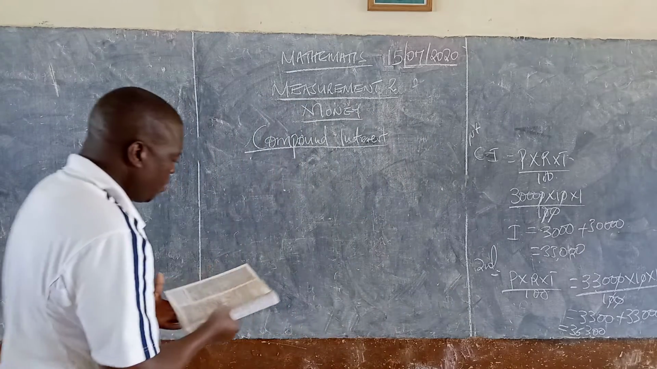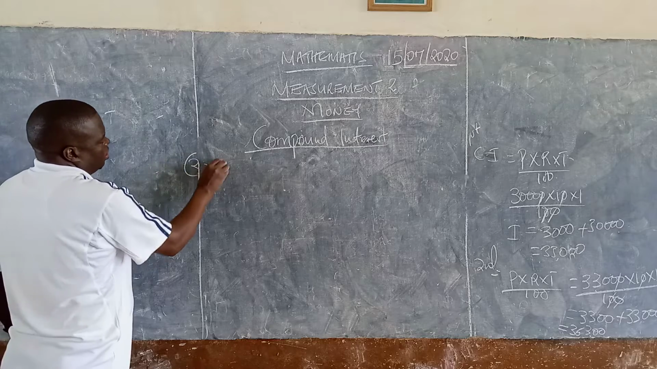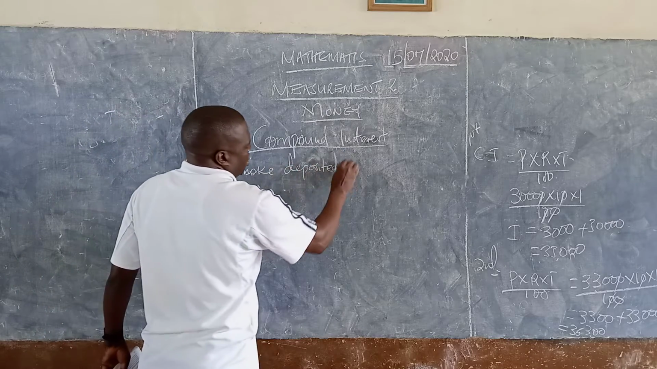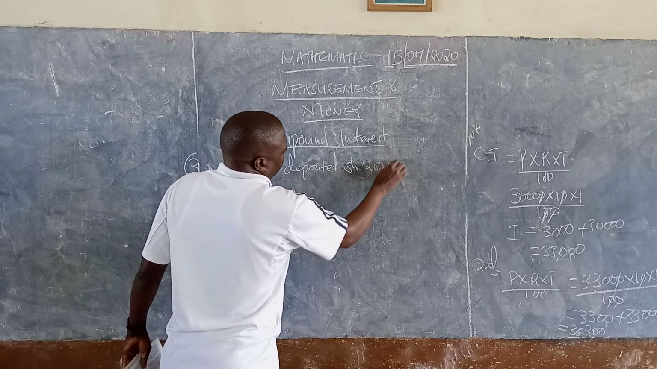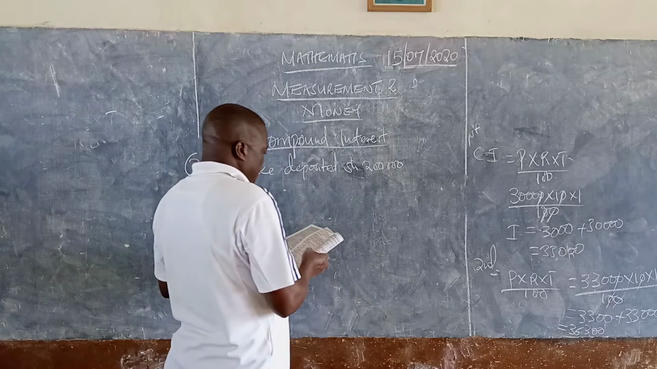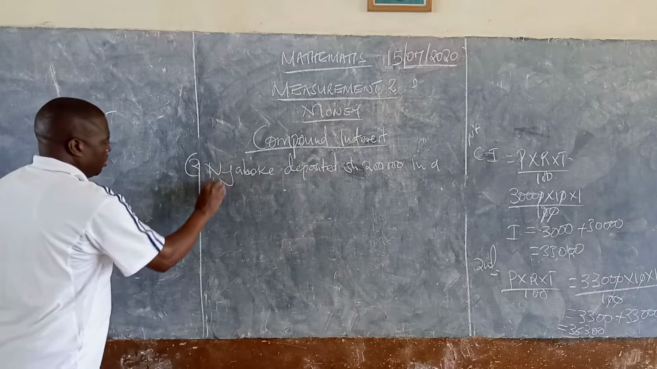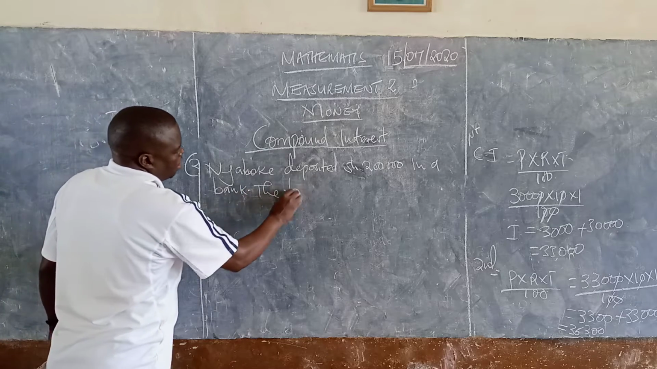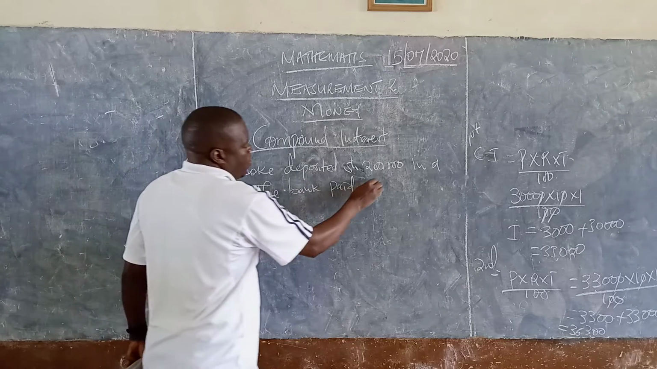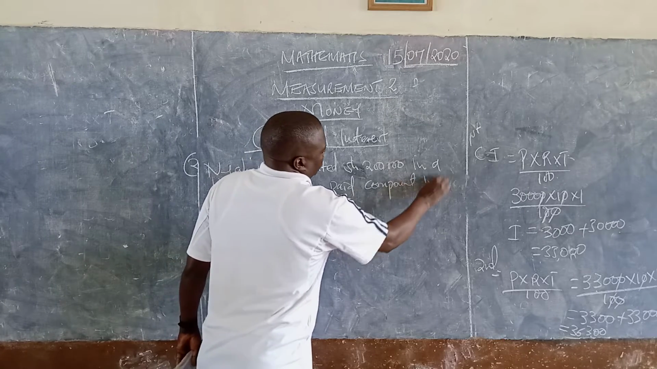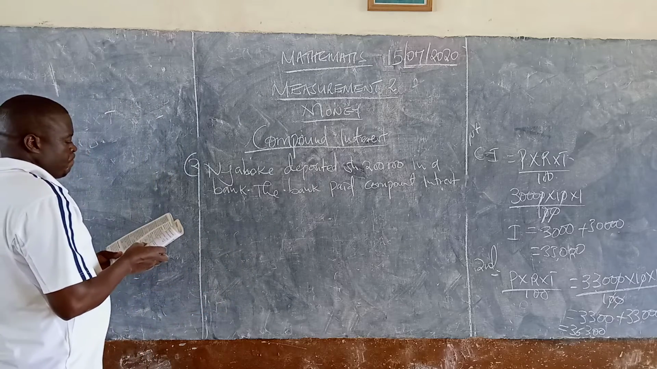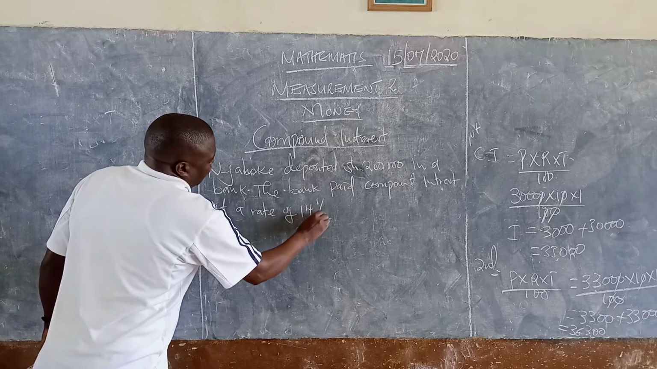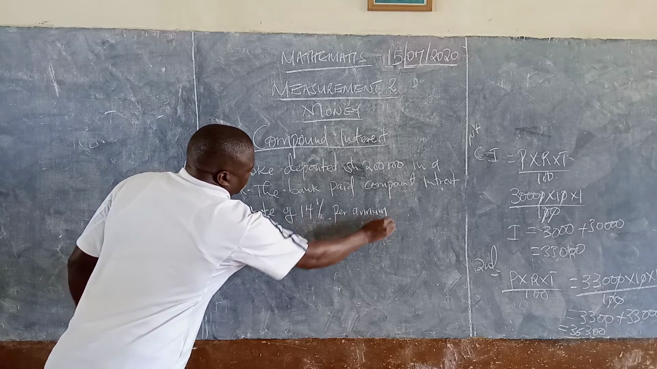Nyaboke deposited 200,000 in a bank. The bank paid compound interest at a rate of 14% per annum.